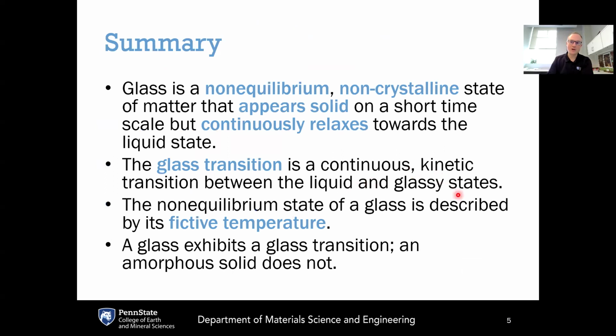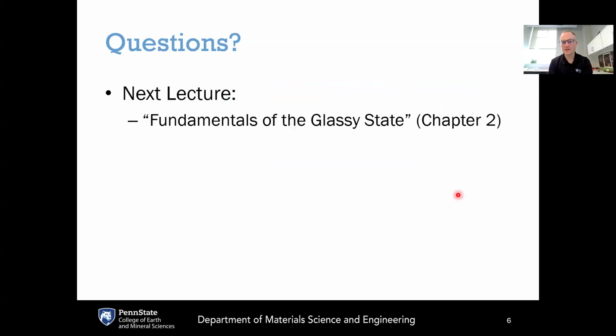All right, so to summarize this lecture, glass is a non-equilibrium, non-crystalline state of matter that appears solid on a short time scale, but continuously relaxes toward the liquid state. The glass transition is a continuous kinetic transition between the liquid and glassy states. The non-equilibrium state of the glass is described by its fictive temperature, and a glass exhibits a glass transition, an amorphous solid does not. So yes, if there are any questions, please ask.